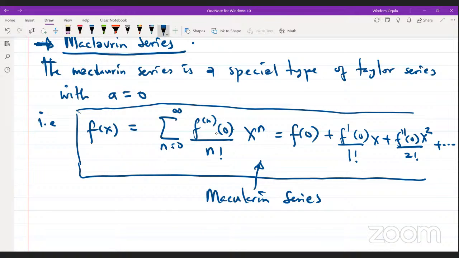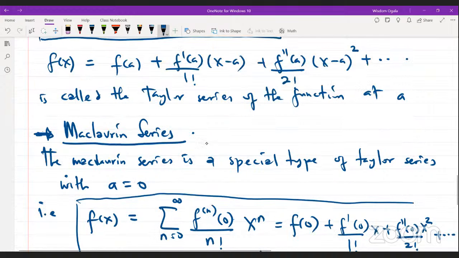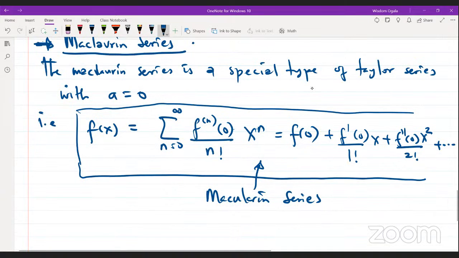However, that means that your a has to be 0 for the Maclaurin series. This guy here is a Taylor series, but of course, it's a Taylor series of the function at a. This guy is the Taylor series of the function at a equals 0. So that's why we call it the Maclaurin series. It's special.